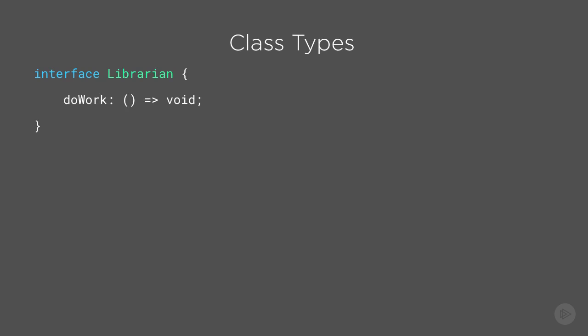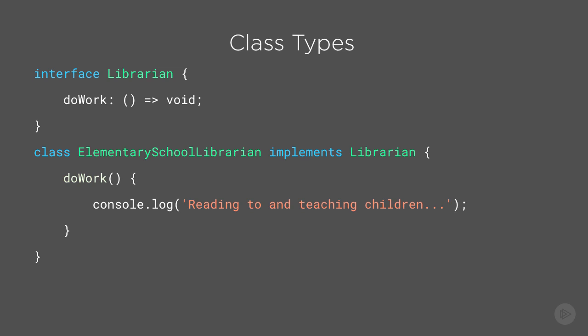I'll start with a simple interface named Librarian that just has a single method named doWork. It doesn't take any parameters and doesn't return a value. I'll then use the class keyword to create a new class named ElementarySchoolLibrarian. After the class name, I use the implements keyword to specify that the class will provide the implementation details for the Librarian interface. Inside the class, I've defined the doWork function I'm required to implement.